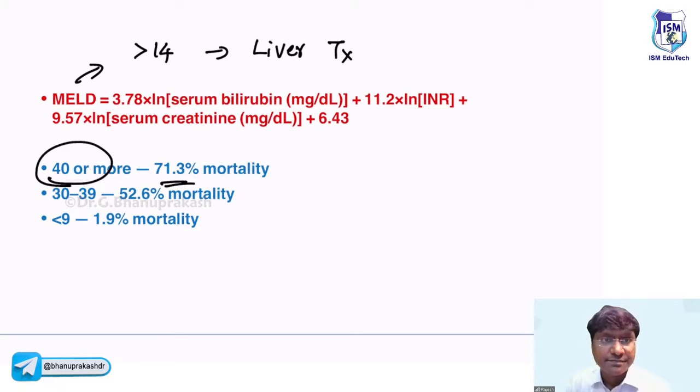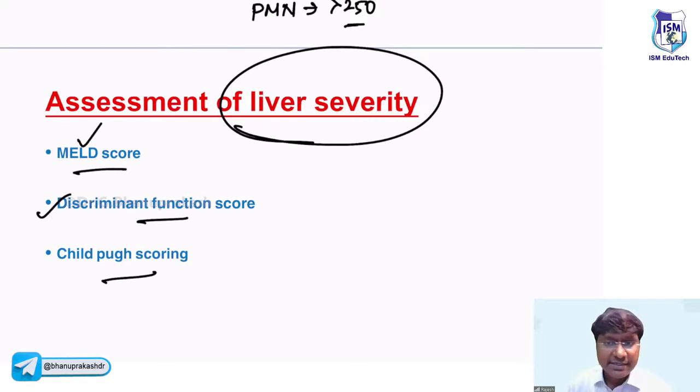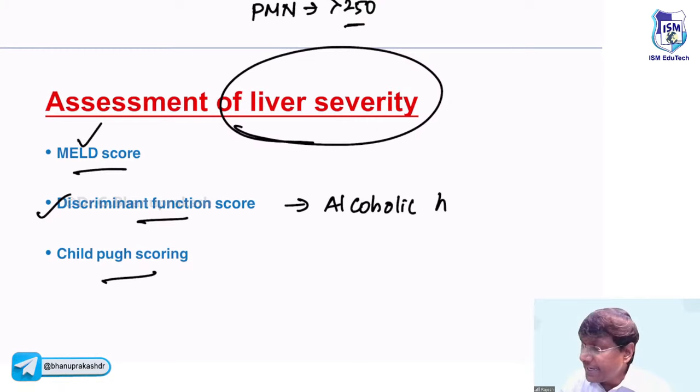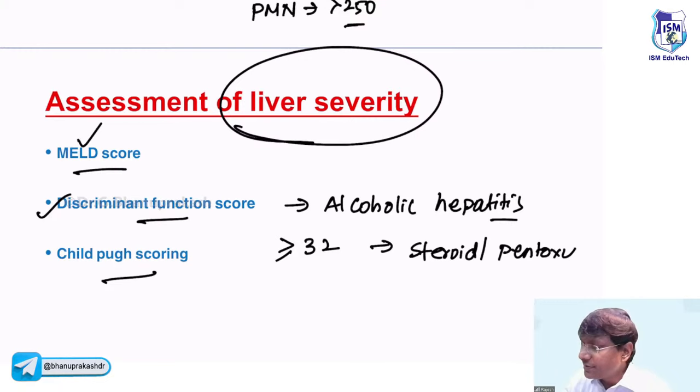All right. And one more important scoring system is the DF score, that is discriminant function score. This discriminant function score is mainly used for the treatment in case of alcoholic hepatitis. And in what way this is important is, if the discriminant function score is more than or equal to 32, then you need to give steroids, or the other drug that can be given is pentoxifylline.